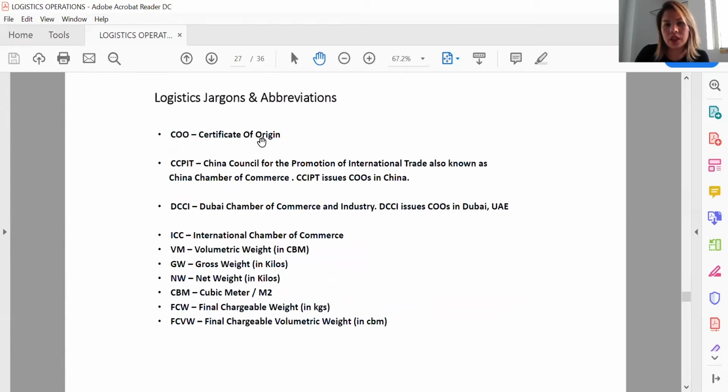COO, Certificate of Origin. This is a very important document when shipping cargo by sea freight. By sea freight, this is a must. You must have the original Certificate of Origin to clear the shipment. But if it's air freight, it's optional. For air freight, the original commercial invoice where the country of origin is mentioned is enough. Packing list and airway bill. Airway bill can be original or telex surrendered. But for sea freight, everything has to be original and it must be complete.